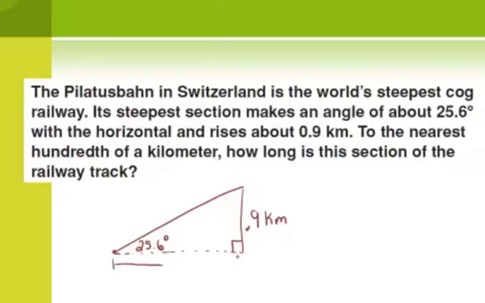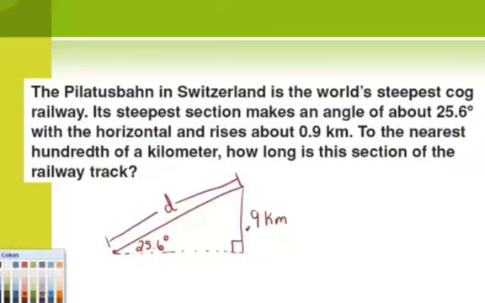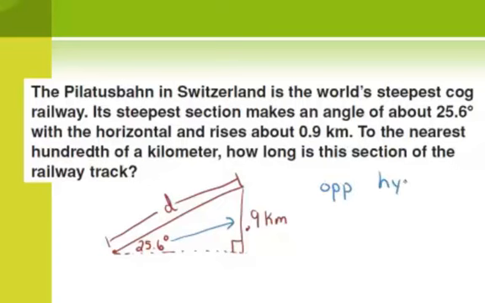So we're looking for this distance right here. How long is that section of track? Oh, I'm sorry. We're not looking for that. Where is the track? The track is right here. How long is this section of track where it rises 0.9 kilometers at this angle? So if we're assessing what we have so we know which trig function to use, the 0.9 is opposite of the 25.6, and D is the hypotenuse. So opposite and hypotenuse, that would be sine.